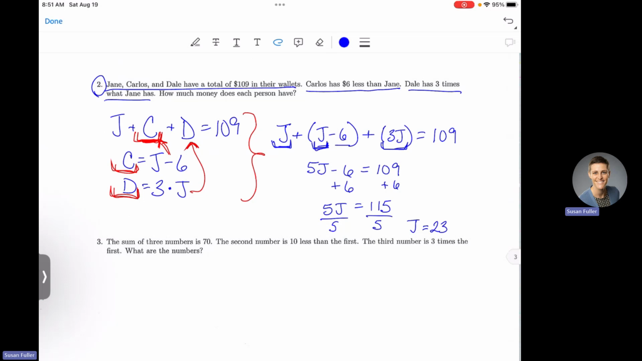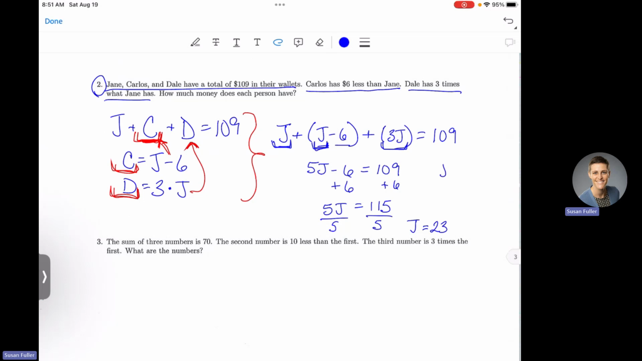Great, so we've solved the equation. Now, does that answer the question that was asked? Since j equals 23, remember j was the amount of money that Jane had. So does that answer the question? How much money does each person have? It starts to answer the question, but it doesn't completely.